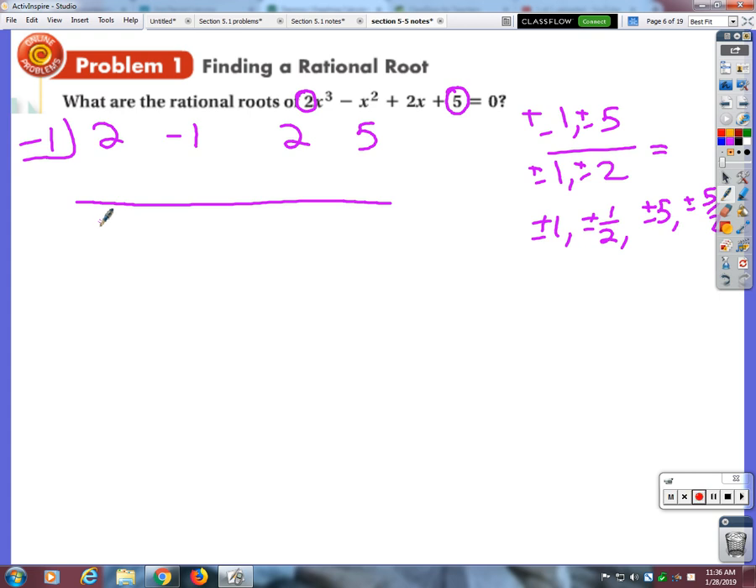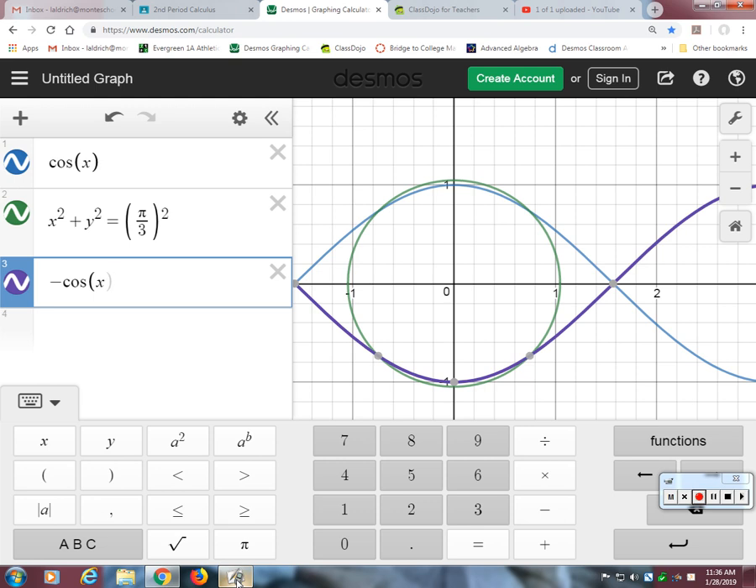Okay, negative 1, so I bring down the 2. Negative 1 times 2 is negative 2. Add those together and I get negative 3. Negative 3 times negative 1 is positive 3. Add those together and I get 5. Negative 1 times 5 is negative 5. Add those together and I get 0. Nice job, Abby. Thank you. Dojo point for her.